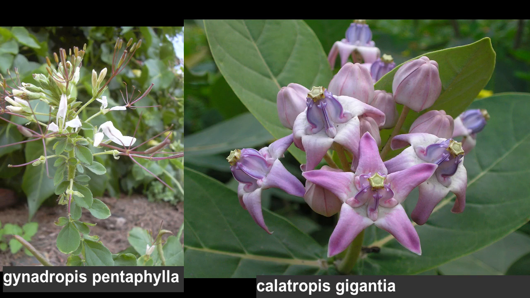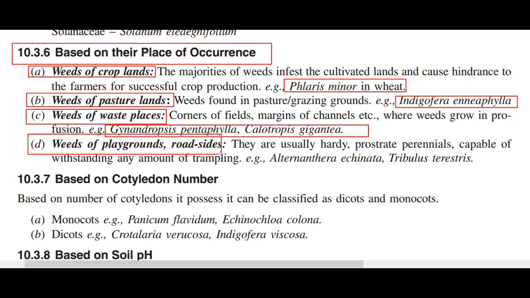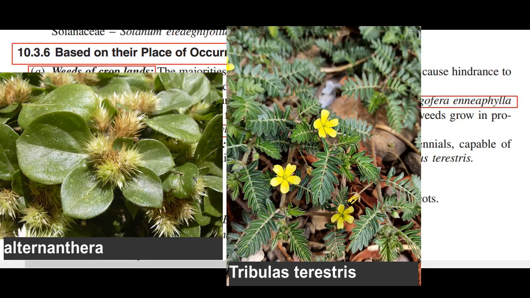And the fourth one, weeds of playgrounds and roadsides. They are usually hardy prostrate perennials capable of withstanding any amount of trampling. As examples, Alternanthera echinata and Tribulus terrestris. So these are the classifications based on place of occurrence.